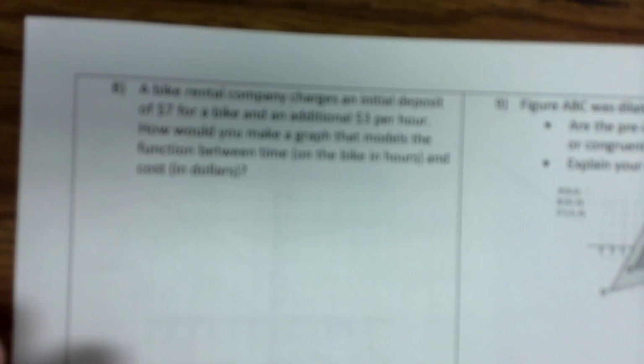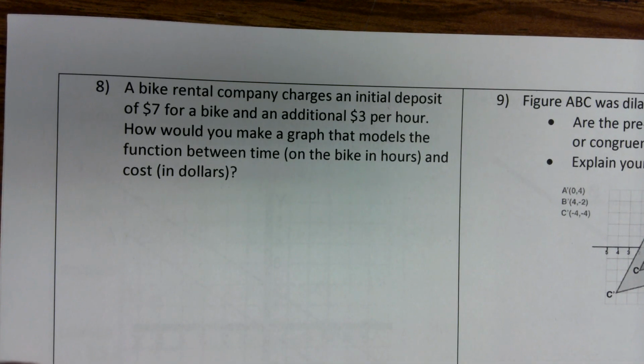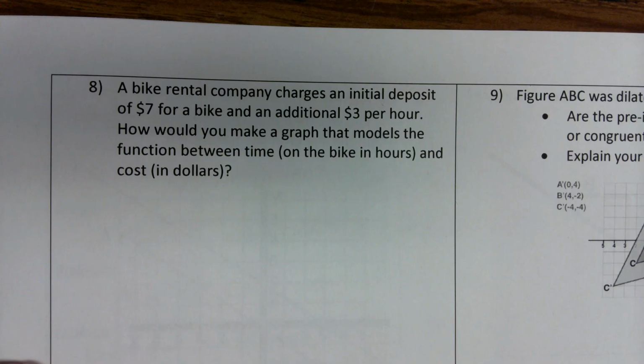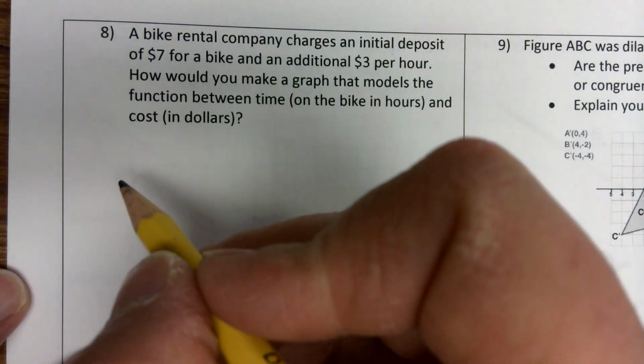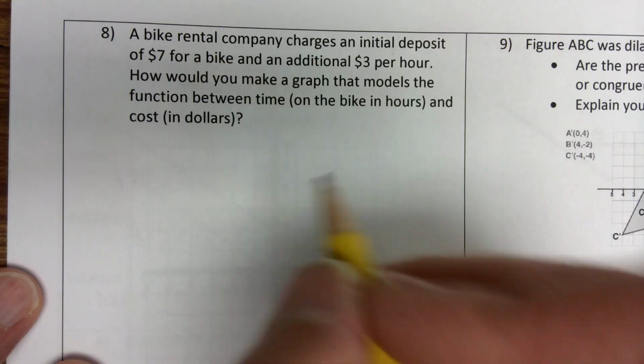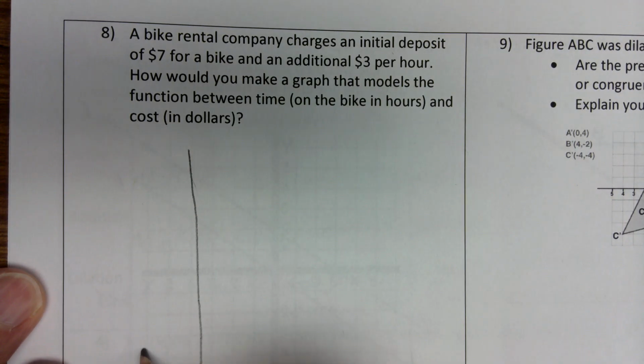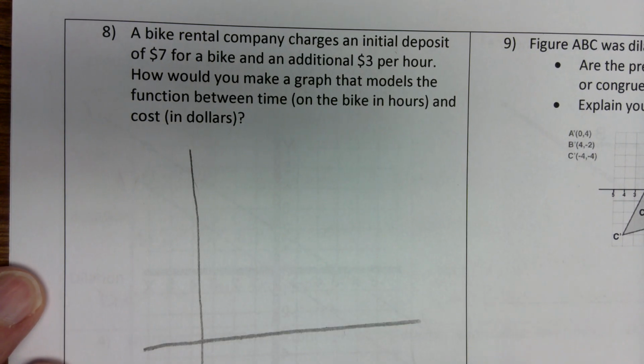A bike rental company charges an initial deposit of $7 for a bike, an additional $3 per hour. How would you make a graph that models the function between time on the bike in hours and cost in dollars? I don't know, it's just kind of like, go that right here, right?